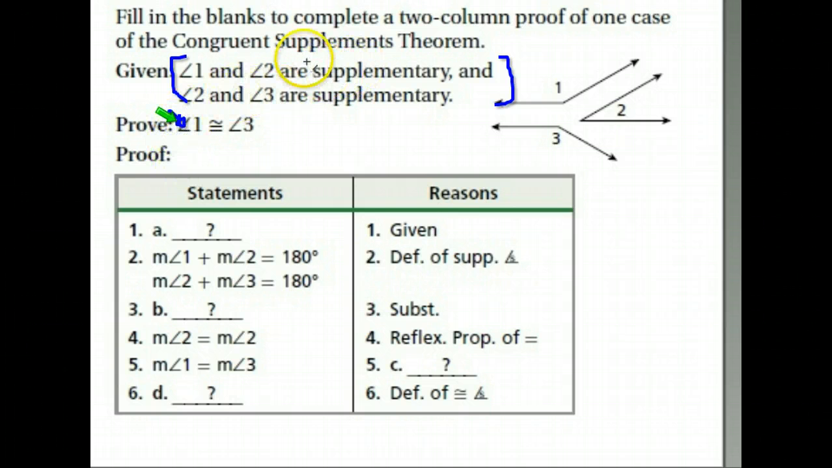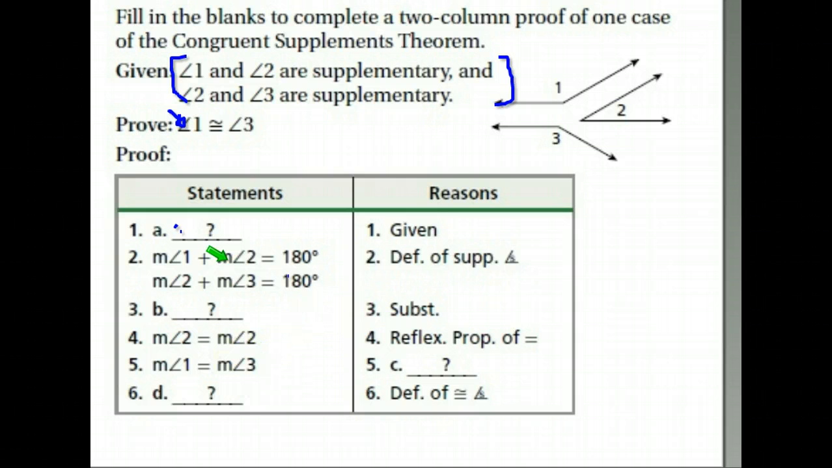Now, if you went through the proof of the congruent complements theorem, this is going to be very much the same. We have some missing parts. Line 1 is missing, and it says our reason is given. Line 1 almost always is your given information. Okay, so here we would put in angle 1 and angle 2 are supplementary, angle 2 and angle 3 are supplementary. From there we can say angle 1 plus angle 2 is 180, angle 2 plus angle 3 is 180, because that's the definition of supplementary. It means that if they're supplementary, they add to be 180.